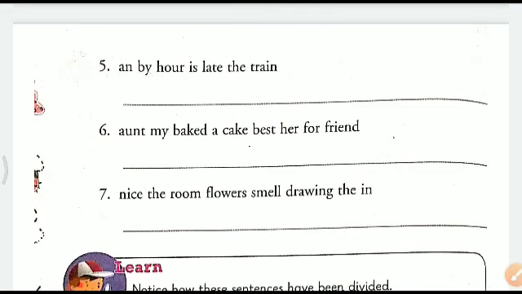The last one, nice the room flowers smell drawing the in. Now, so here the noun is flowers, right? So we can try to begin this sentence with the flowers. The flowers smell nice in the drawing room. The flowers smell nice in the drawing room. Right, children? So this is how you have to do this.